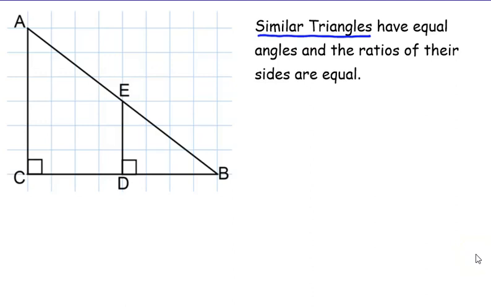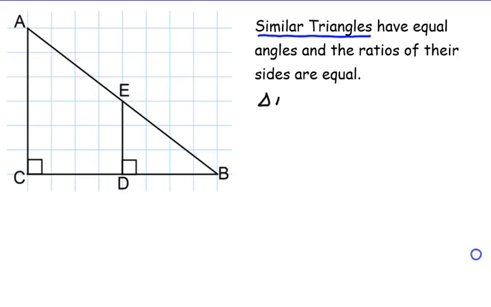Next we need to talk about similar triangles. Similar triangles are defined by having equal angles and the ratios of their sides are equal. So I'm going to look at two triangles here.